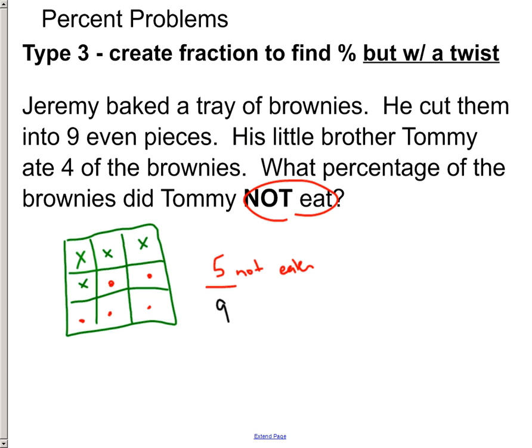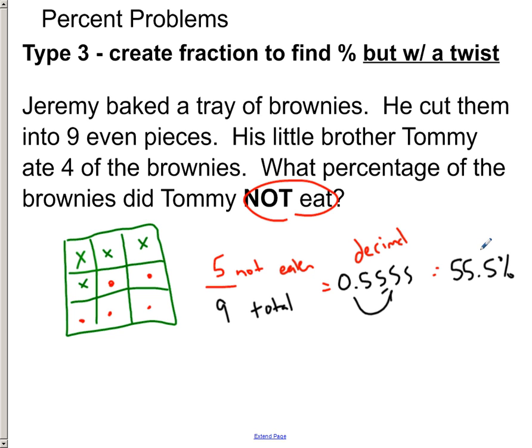Since we're interested in how many were not eaten, there are 5 right there, 5 not eaten. And there's 9 total. So we made the fraction, and now we just say, what's 5 divided by 9? And it's 0.5 repeating. We turn that into a decimal, the top number divided by the bottom number. And then we can slide that over, and that equals 55.5% repeating, because again, it did not say round. So we could say Tommy did not eat 55.5% of the brownies.